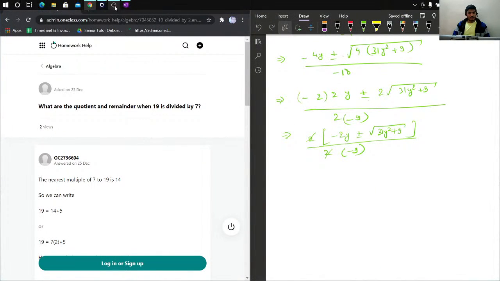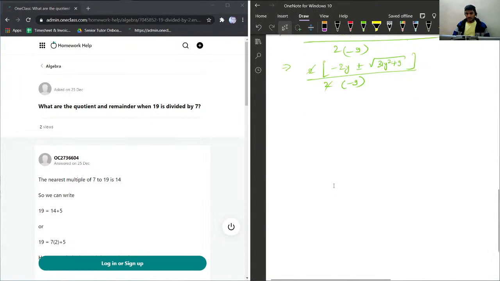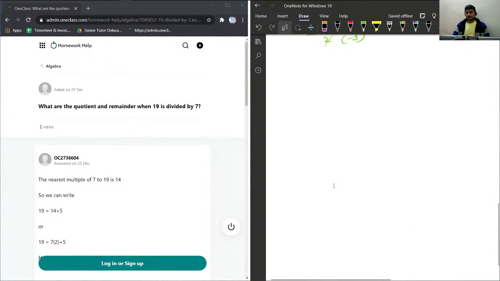So we have another question. This was question number 3. I'll use black only. Question number 4: what are the quotient and remainder when 19 is divided by 7?